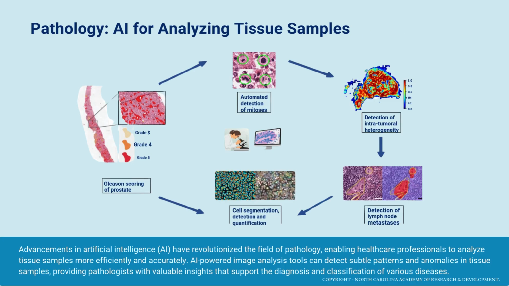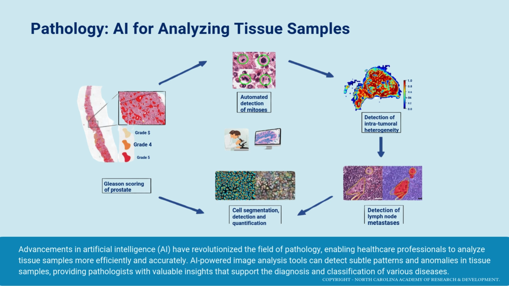Pathology is getting a powerful upgrade thanks to artificial intelligence. With AI, analyzing tissue samples becomes faster, smarter, and more accurate. Imagine this. You're looking at a slide of prostate tissue. Traditionally, grading it using the Gleason score takes time and expertise. Now, AI can assist by identifying grades 3, 4, and 5, instantly highlighting areas of concern.